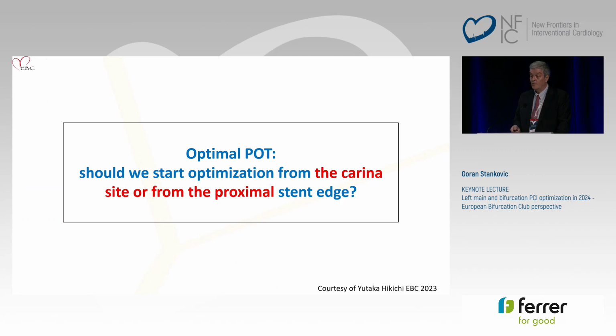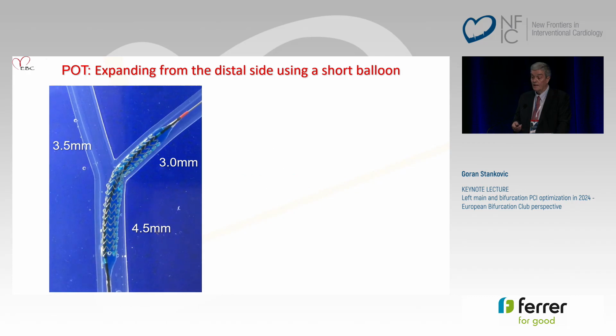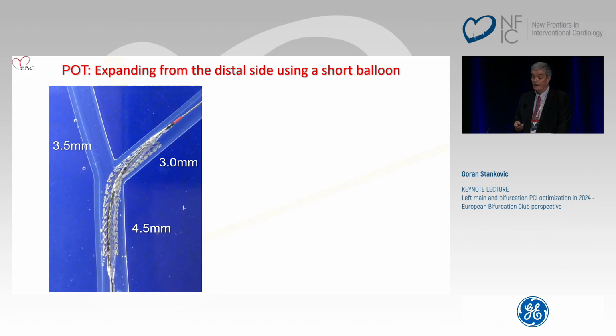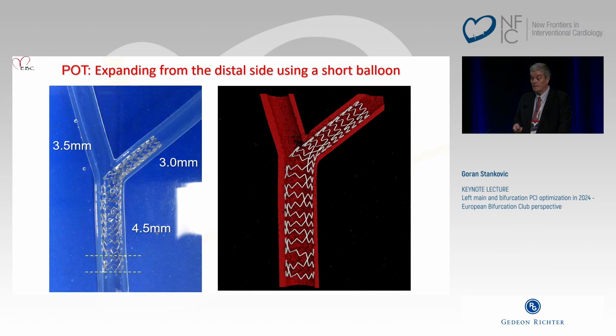How to optimally perform POT? We know that we usually start from the carina side, and this is, again, bench. If you start from the carina side, you will see that by inflating from the carina side, when you are going towards the proximal edge, you actually elongate the stent. You see distal, and then he inflates, pulls back balloon, and by pulling back balloon, you actually longitudinally deform the stent. And this is extremely important for the left main PCI. So you see that we have elongation that can be seen by imaging, and you see also distortion in this most proximal part of the segment.